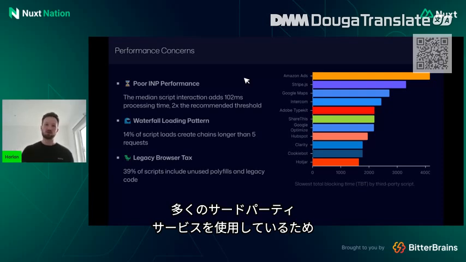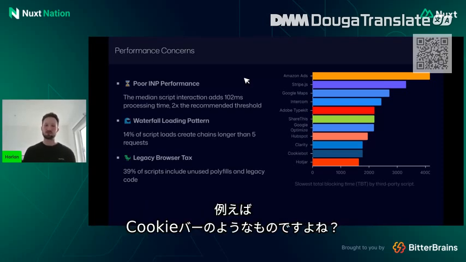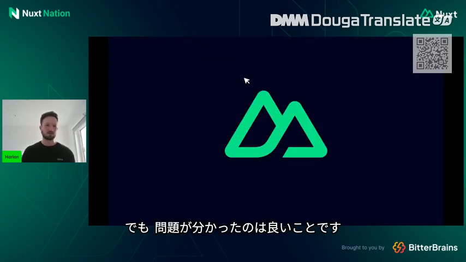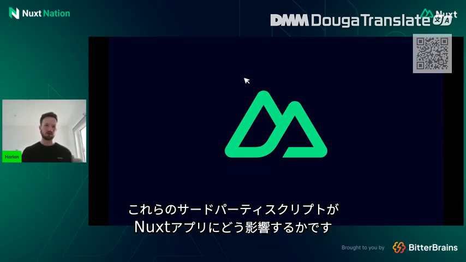And you can see, because we're using so many third parties, we have to start implementing third parties to manage our third-party cookies. So you have things like CookieBot, right? That itself is quite slow. So we're not really in a good situation here. But all that's good, right? We know they're evil now. So we use Nuxt, and we want to know specifically how these third-party scripts affect our Nuxt apps.